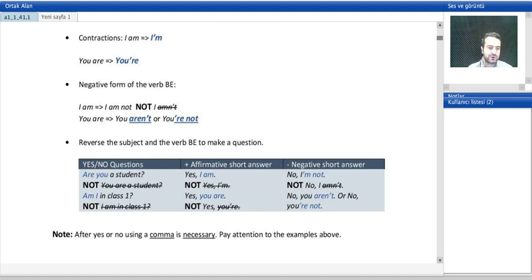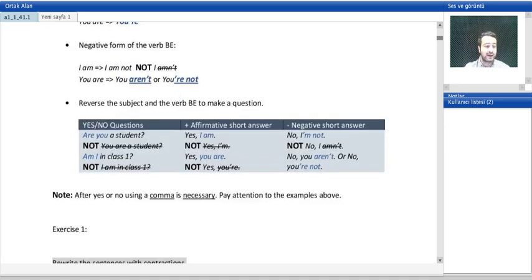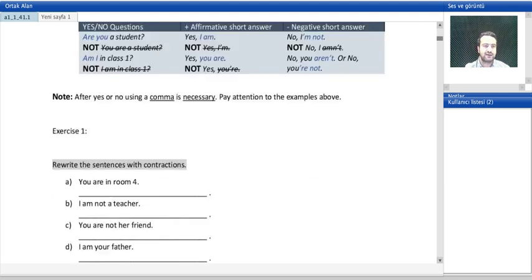And for the second example, we have I am. Am I in class 1? We can say, yes, you are, if the answer is yes. And we say, no, you aren't, or no, you're not, if the answer is negative. So after yes or no, using a comma is necessary. So don't forget to write a comma, or in speaking pause, before you answer I'm or you're.